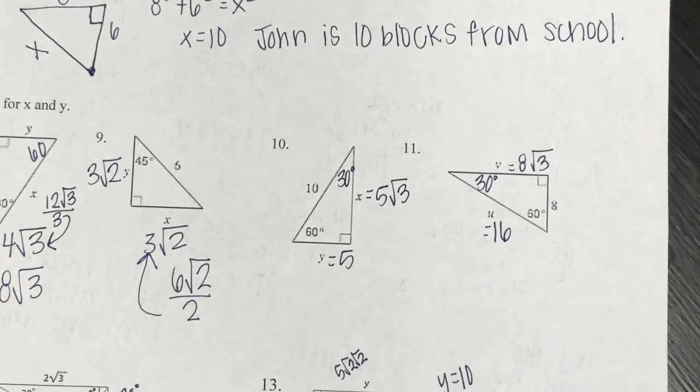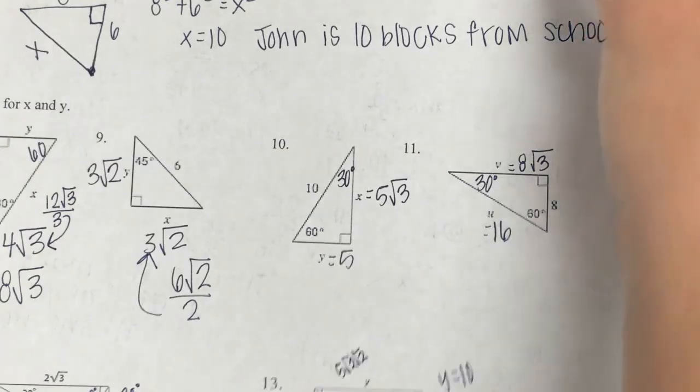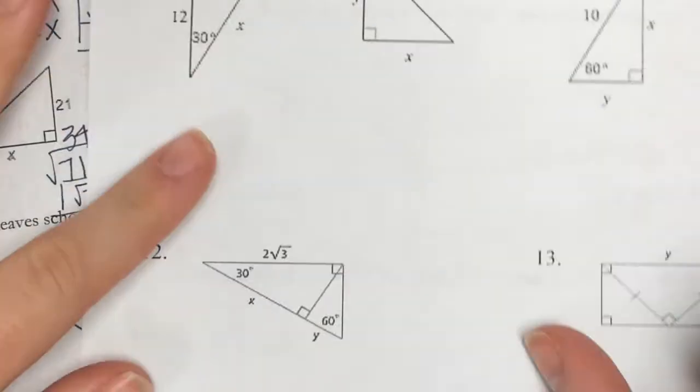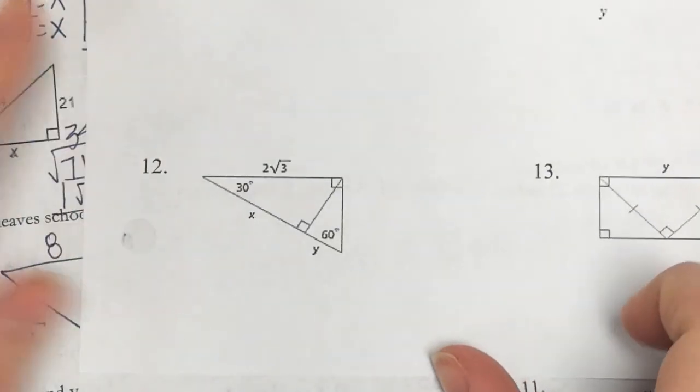Alright, 12 and 13. I'm actually going to get a new one so I can do it with you. They're a little bit in depth. 12 and 13 are a little in depth. Alright, so we have 12 and 13. Okay, it's 30, 60, 90s. So I'd work it one piece at a time.